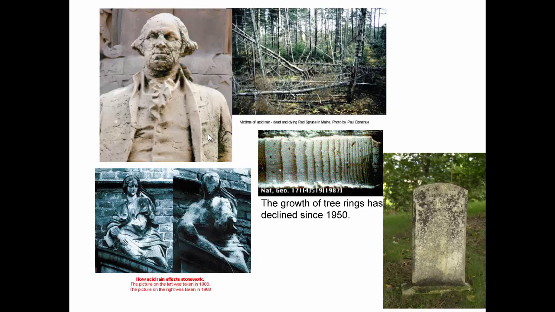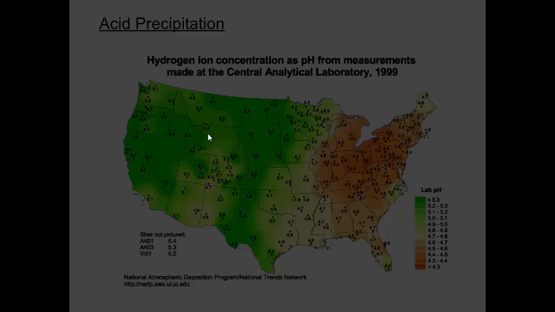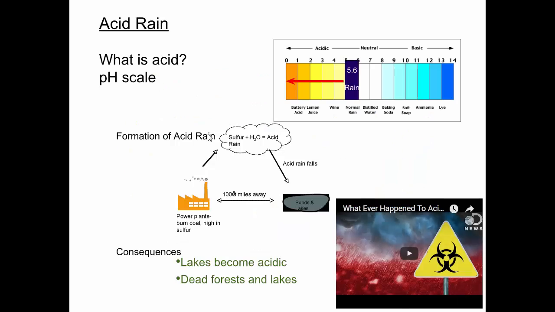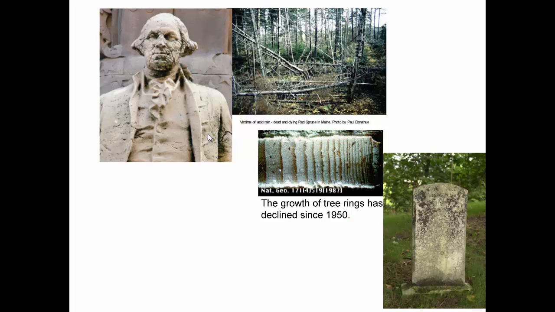Is there one more slide? I wanted to show you. This slide shows some of the effects of acid rain. Okay? Here you see a forest, a spruce forest in Maine. And spruce trees can be really affected by these acidic conditions.